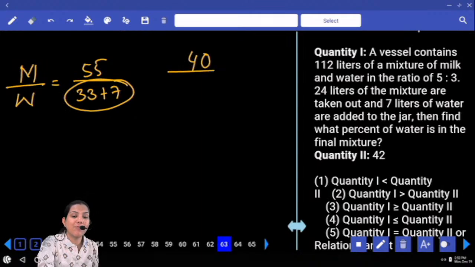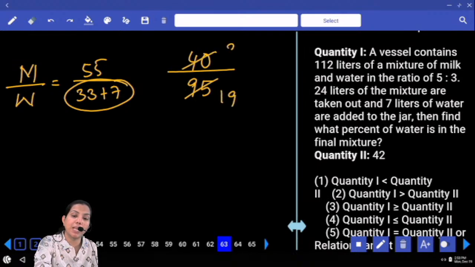40 is what percentage of what? That is the question: find what percentage of water is in the final mixture. What is the final mixture volume? 95. 40 is what percentage of 95 is the question. 5 table, exactly 19 times, and 5 table, exactly 8 times. 8 by 19. What is the 8 by 20 value? 8 by 20 is 40%.